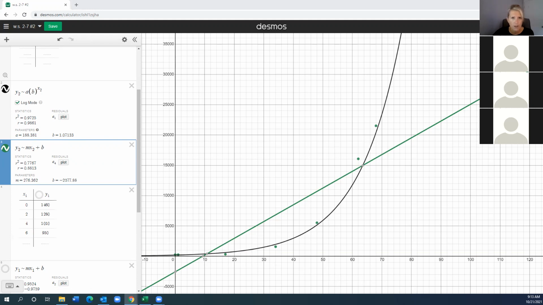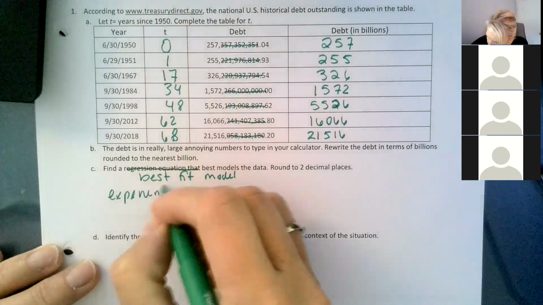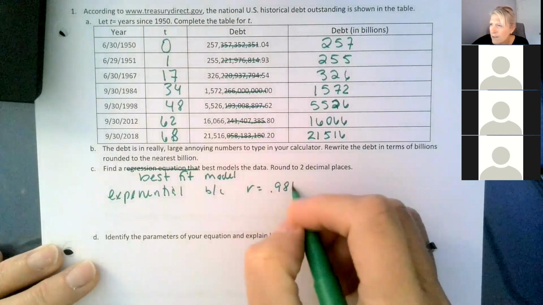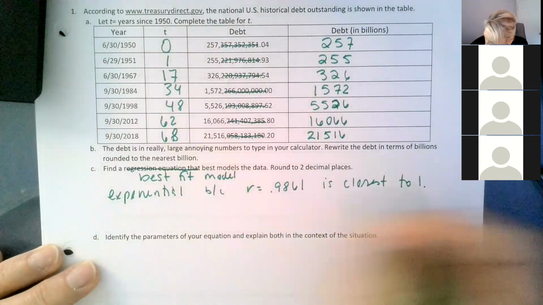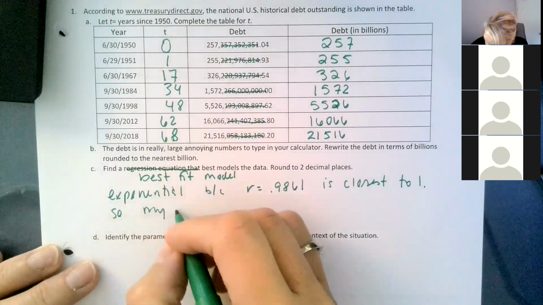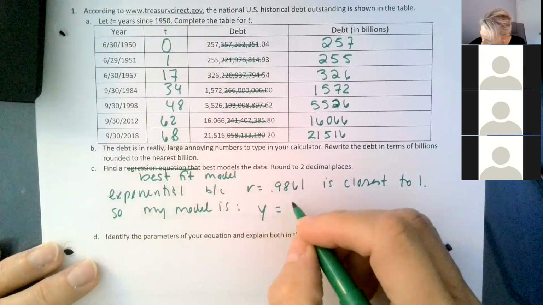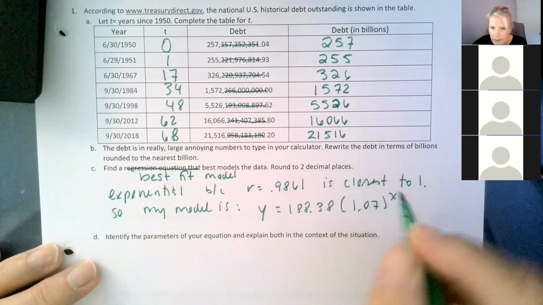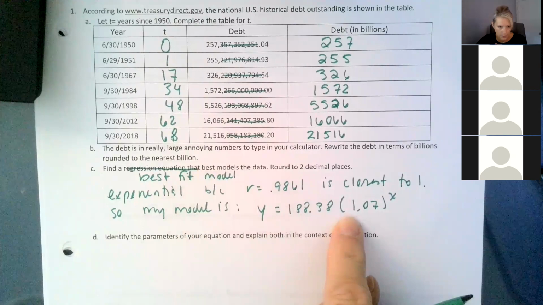So let's go back to my paper. There are some misconceptions that I want to clear up today when we go over this. So exponential, because R equals 0.9861 is closest to 1. So my model is this, and I'm going to put 188.38 times 1.07 to the x. This is when I ask for the model, I want you to give me this once you've gone to Desmos.